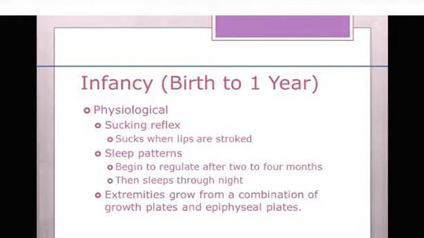Okay. Other things are the sucking reflex when you touch their lips. If they're hungry especially, they should start to suck just a little bit.